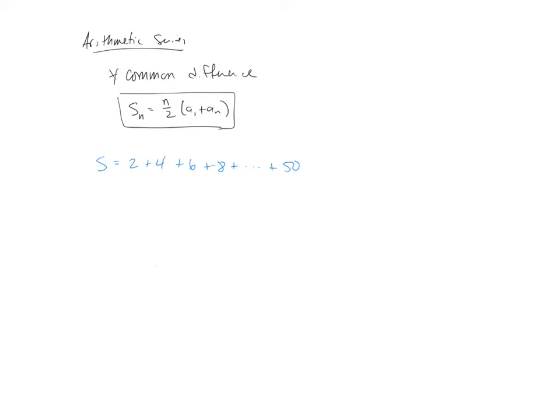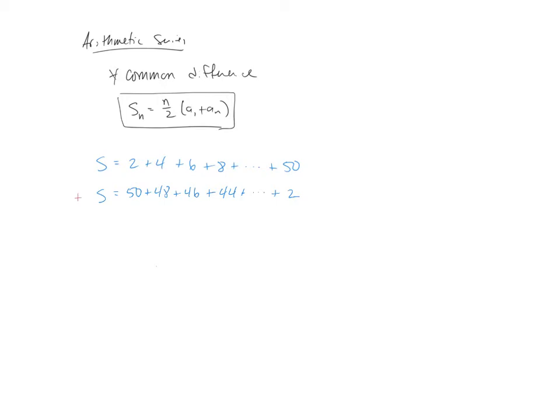Now, the next thing I'm going to do is take this series and just write it backwards. So I'm going to have s equals 50 plus 48 plus 46 plus 44 all the way to plus 2. So I literally took the same thing. Addition's commutative. I wrote it backwards now. And so we go 50 to 48 to 46 to 44 to 42, all the way down to where we started at 2.